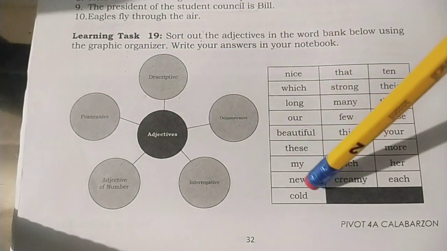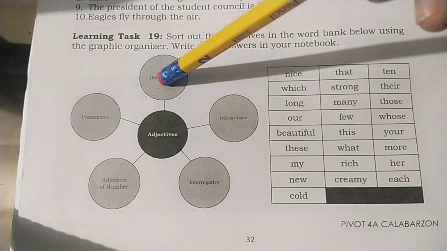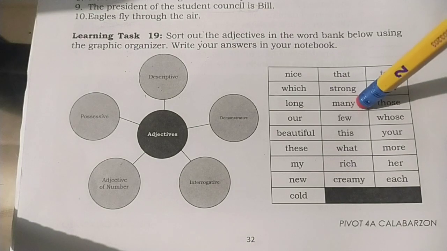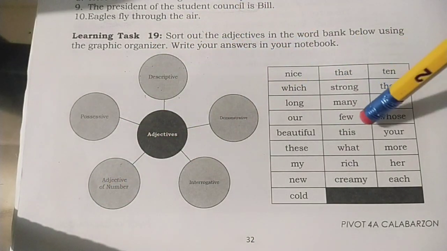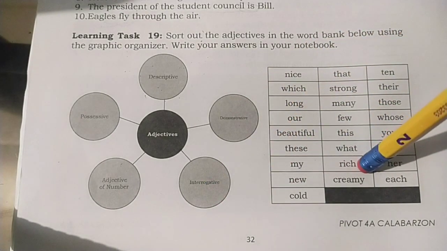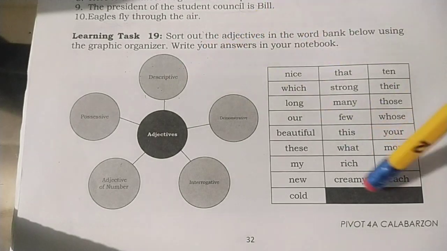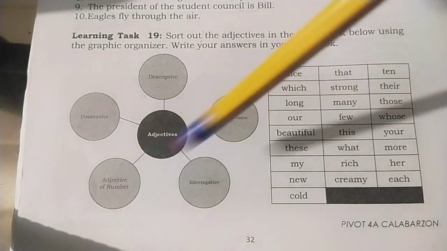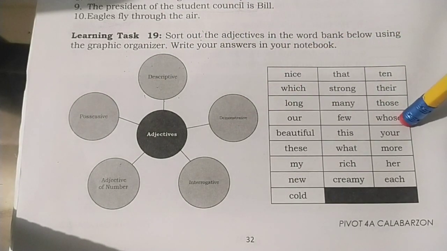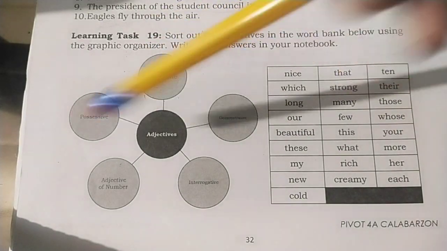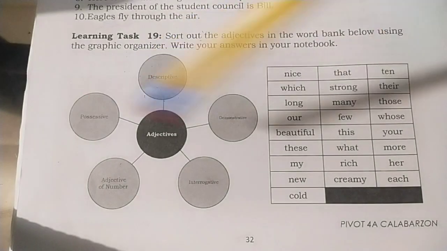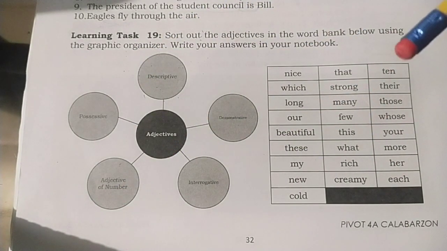Demonstrative, my, possessive, new, descriptive, cold, descriptive, that, demonstrative, strong, descriptive, many, adjective of number, few, adjective of number, this, demonstrative, what, interrogative, rich, descriptive, creamy, descriptive, 10, adjective of number, their, possessive, those, demonstrative, whose, interrogative, your, possessive, more, adjective of number, her, possessive, and each, adjective of number. So, I hope nakatulong.